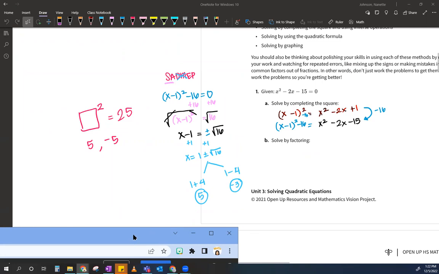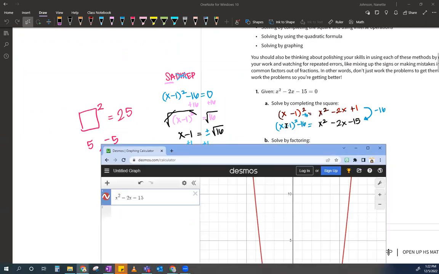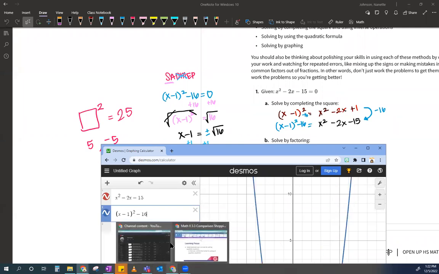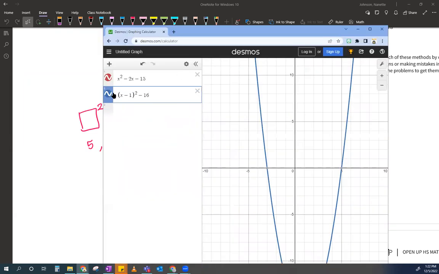The other thing that you want to make sure of is that you got this correct. And so watch what happens when I plug in parentheses x minus 1, squared, minus 16. What happens when I plug this in? Did you guys all see what happened? Yeah, very good. They're the same. And they should be.